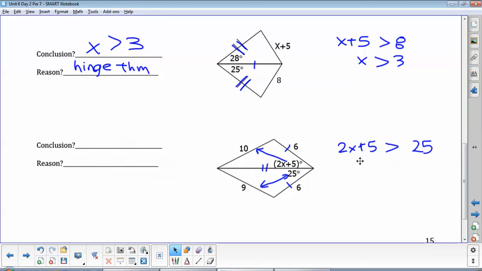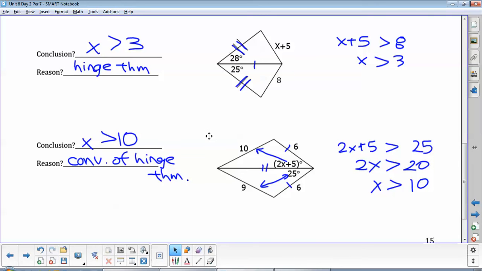That's going to be pretty easy to solve as well. I can subtract 5 from both sides and divide both sides by 2. And I'm going to find that x must be larger than 10. So my conclusion is going to be that x is greater than 10.